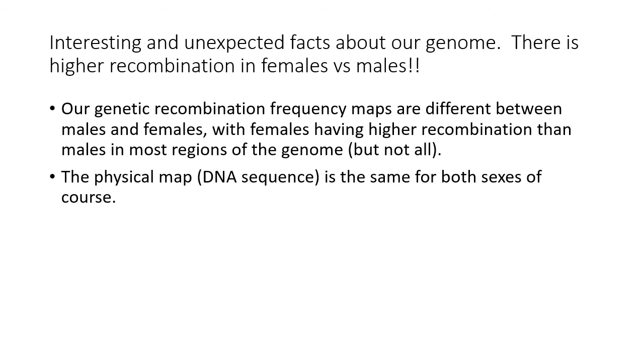So females have higher recombination than males. I should point out, for sure, this should be obvious, but I'll point it out anyway, that the DNA sequence is the same for both sexes. So the physical map, which is to say how many actual base pairs separate two genes or two SNPs or two STRs, is the same regardless if you're male or female. It's just that that distance will experience more recombination if it's passed through the female germline versus if it's passed through the male germline.